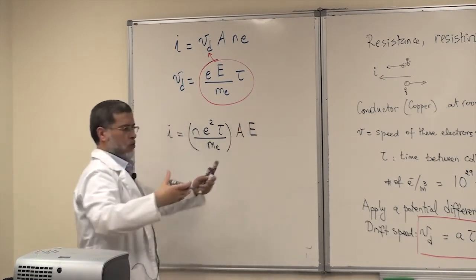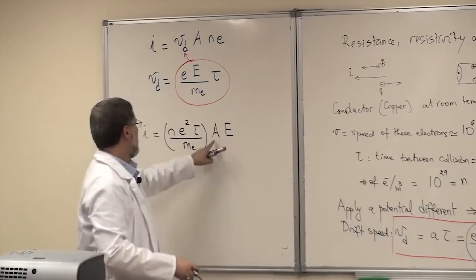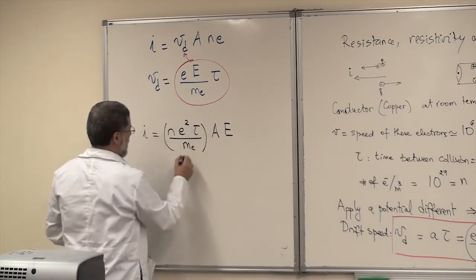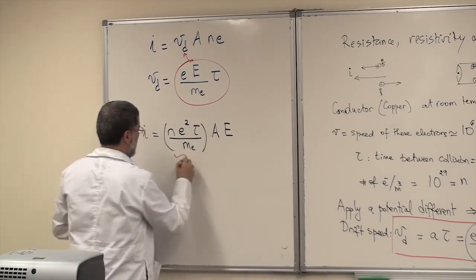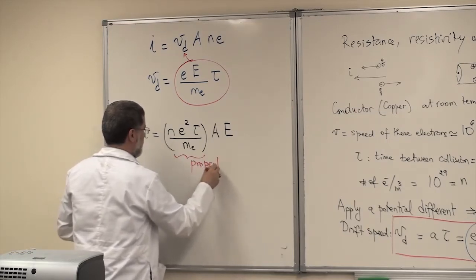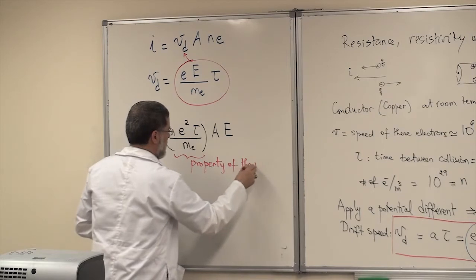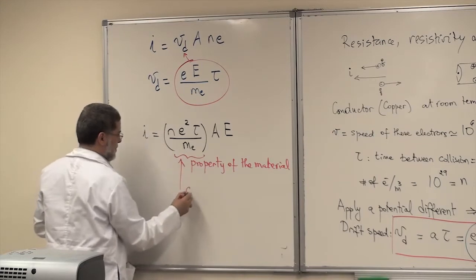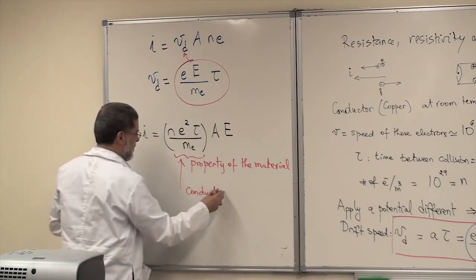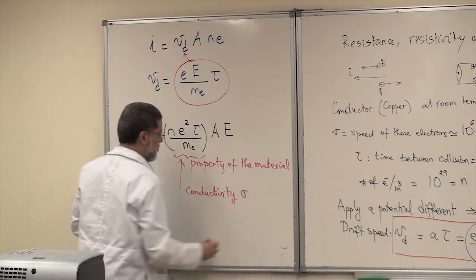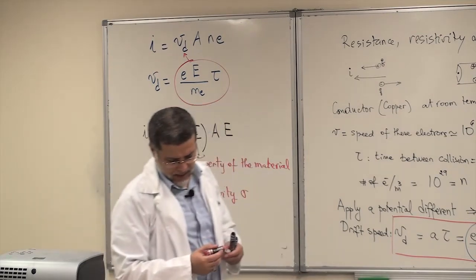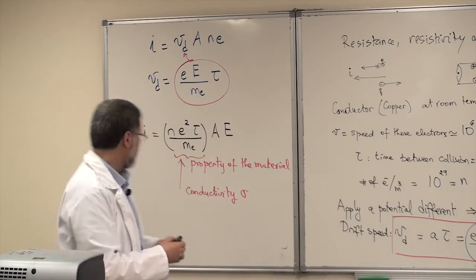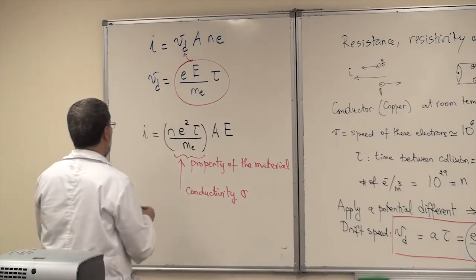Of course, the cross-section area of your material can change, and the electric field can be changed depending on the voltage you are applying. But this here is a constant. It's a property of the material, and it has a name actually. This is called the conductivity, which has the symbol sigma. Sigma is a Greek letter. That's called the conductivity. And this is a very important equation.